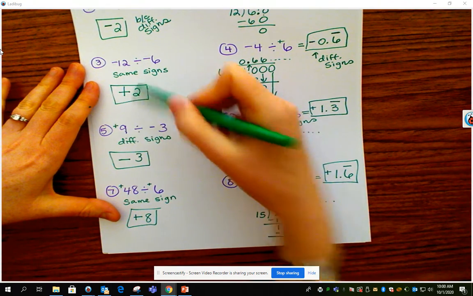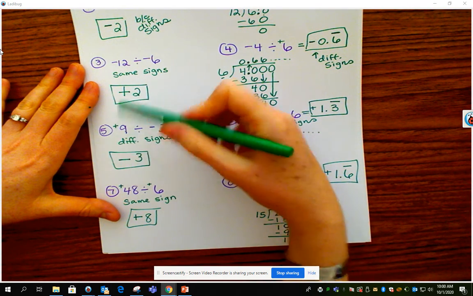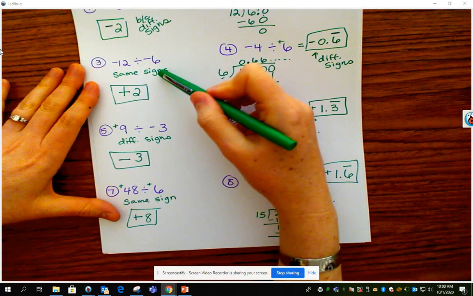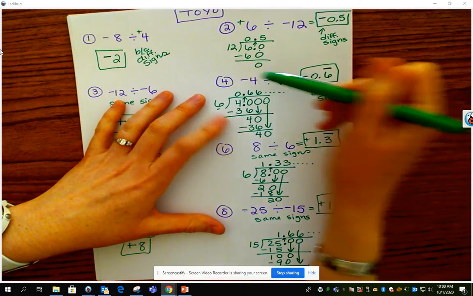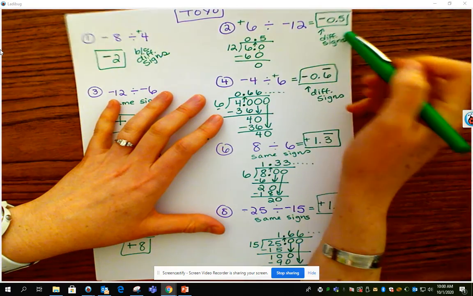All right, so make sure that when you're showing your work on your practice, even if it's a simple one like this, that you're telling me why you're getting a positive or a negative answer based on your rules. So same signs, different signs. If it's a long division one like this, make sure you're showing your work and showing me your sign.